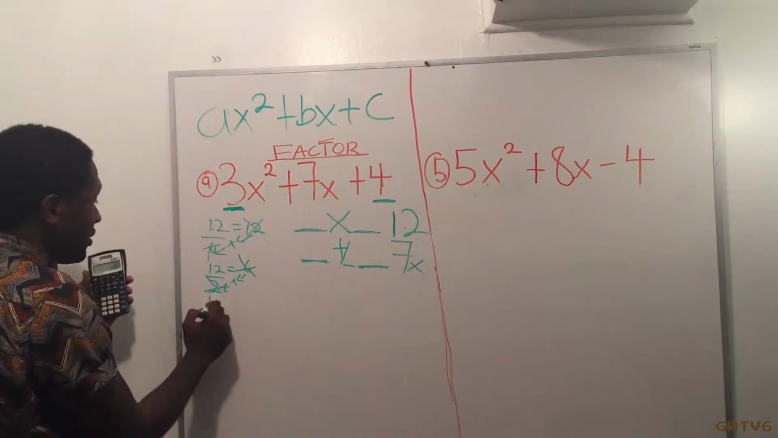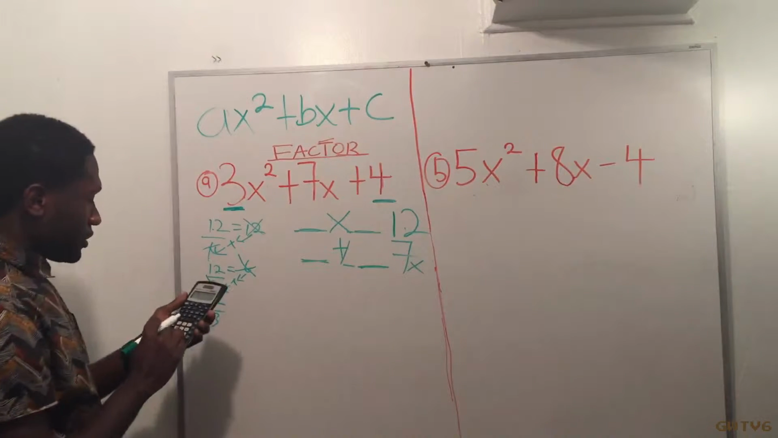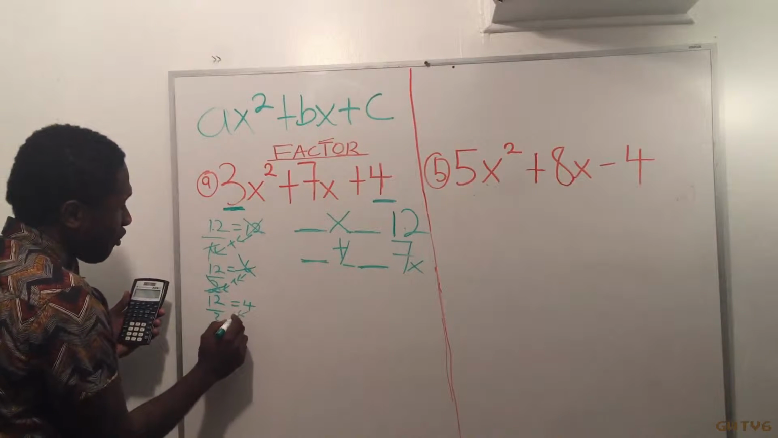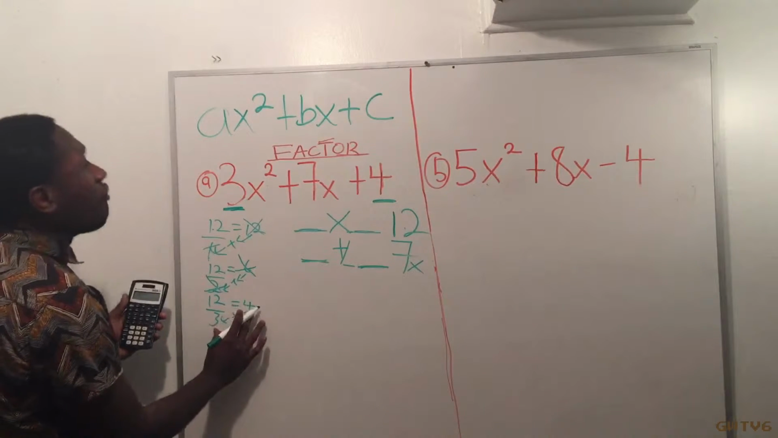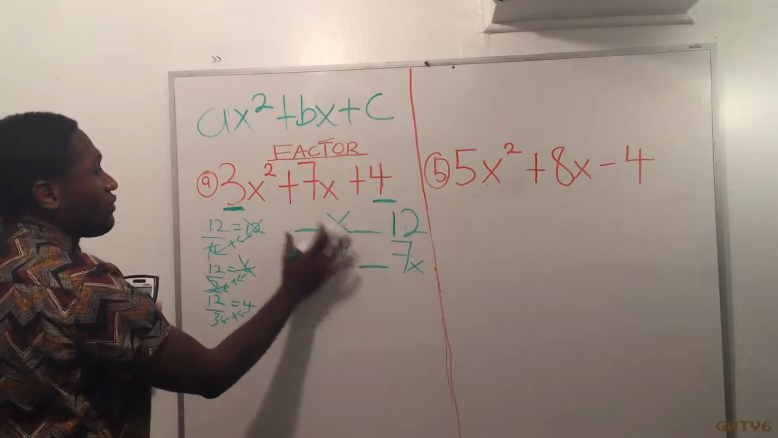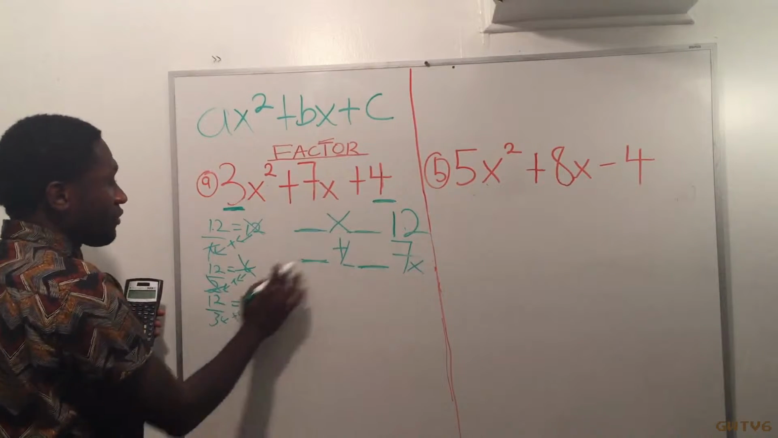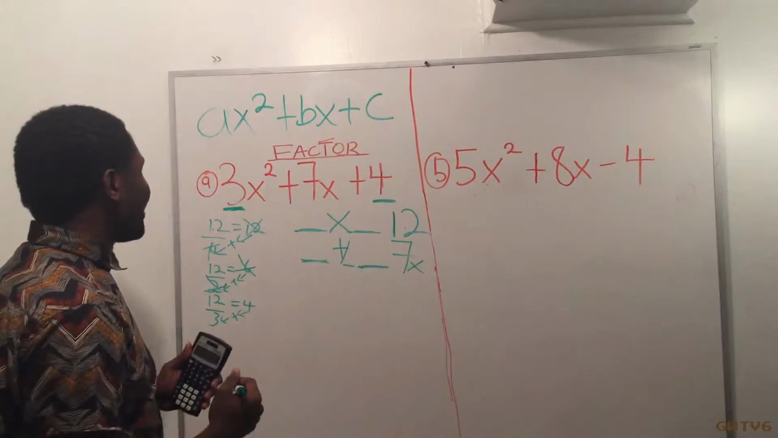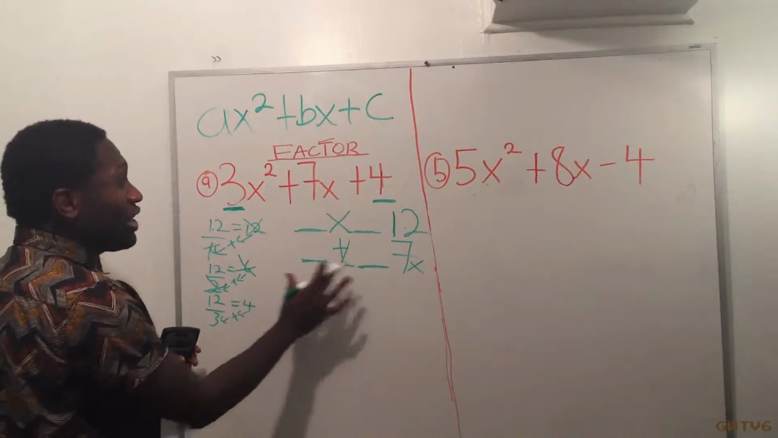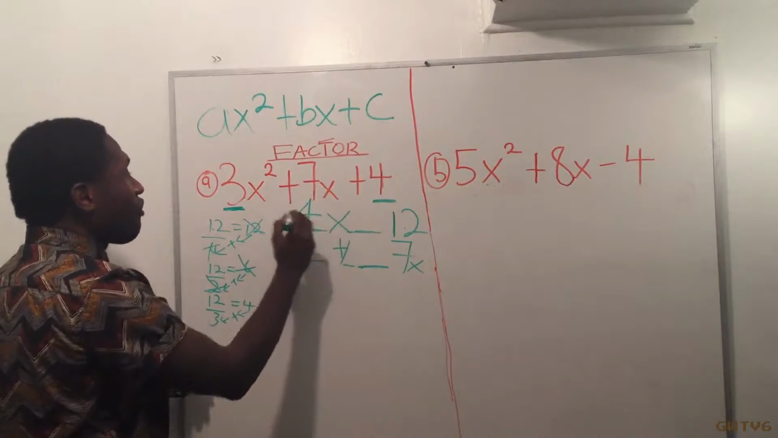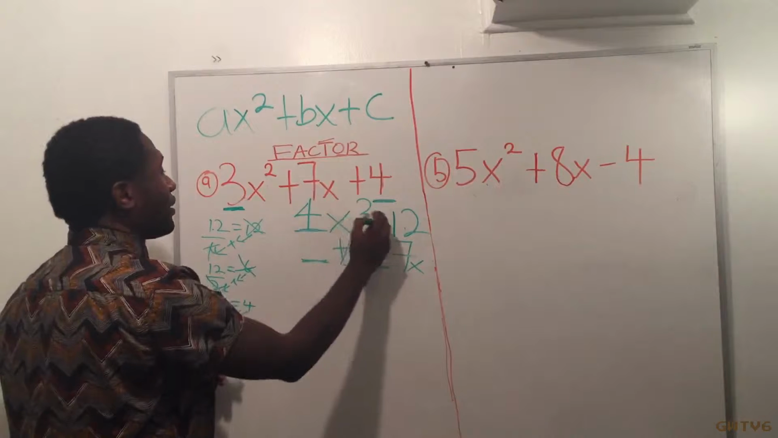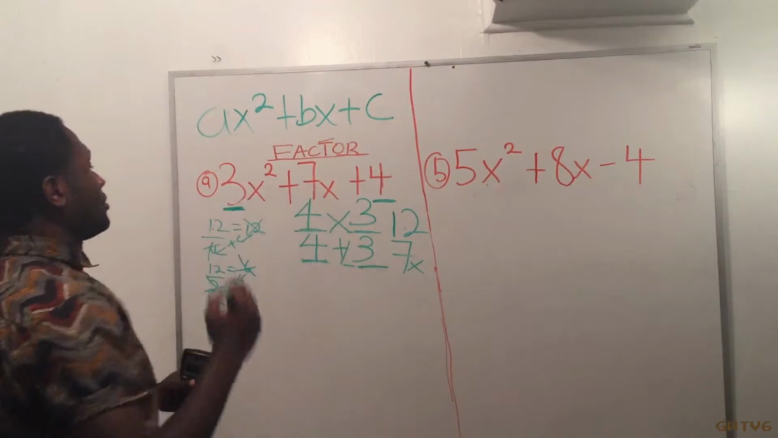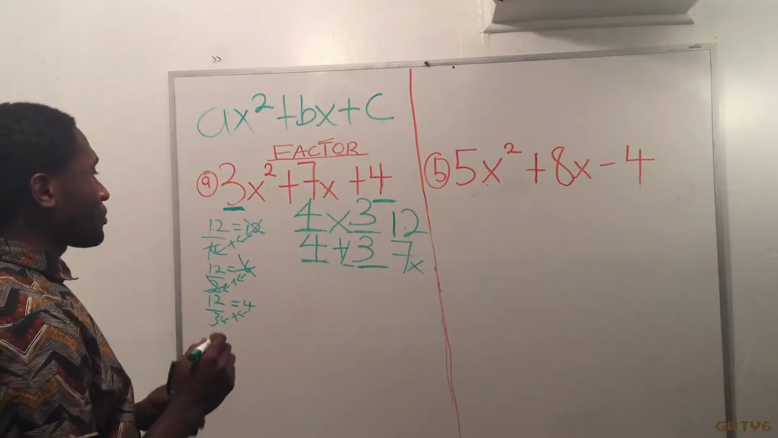Then I move on to 3. 12 divided by 3 is 4. So that means 4 times 3 is 12, which is good. Now let me check with the 7. 4 plus 3 is 7. Yes! So I got the two numbers. The two numbers that I was looking for are 4 and 3.